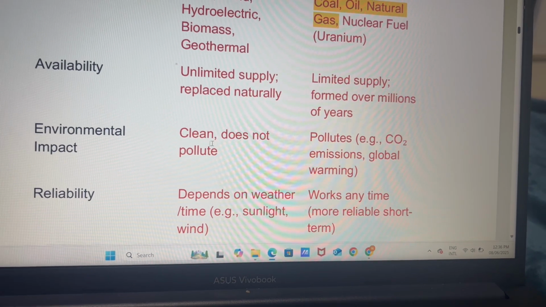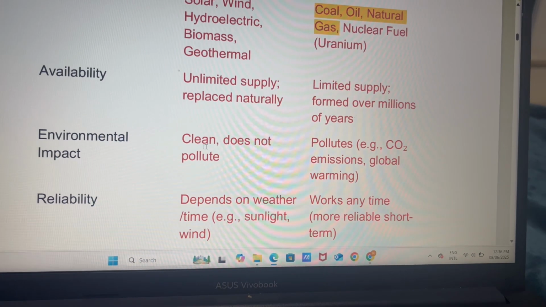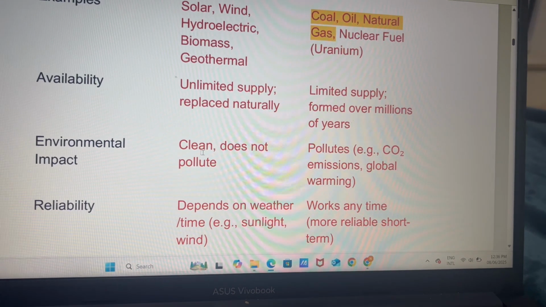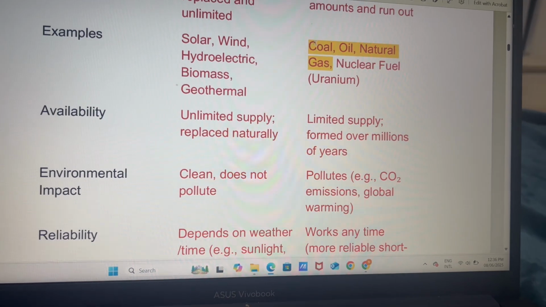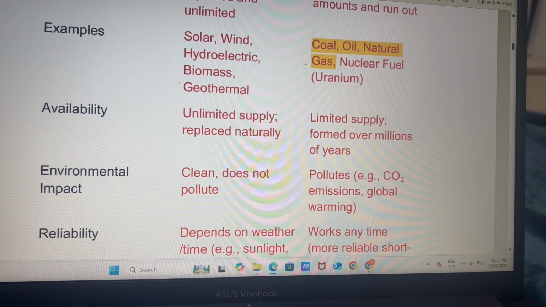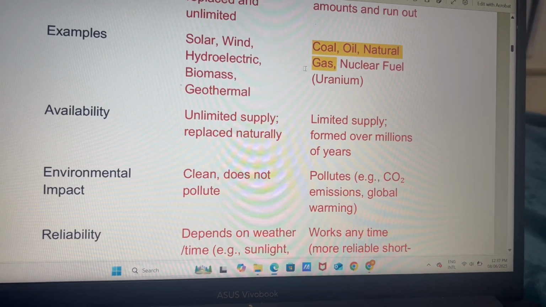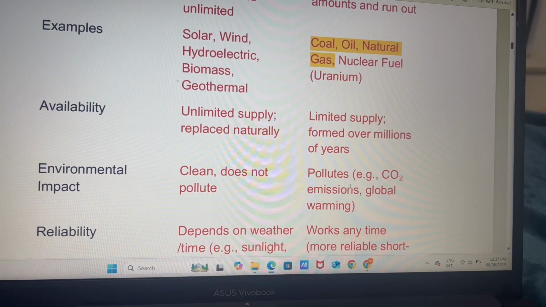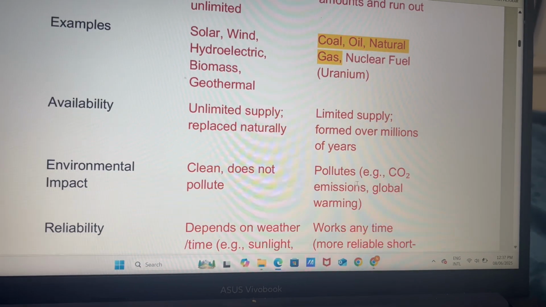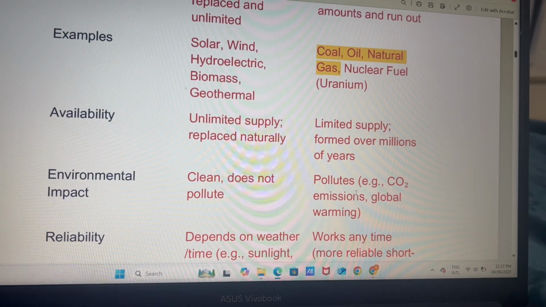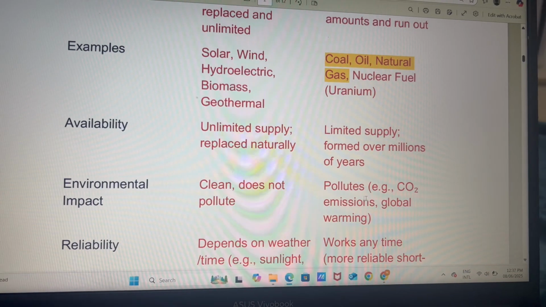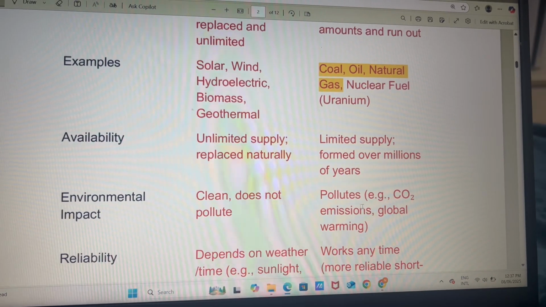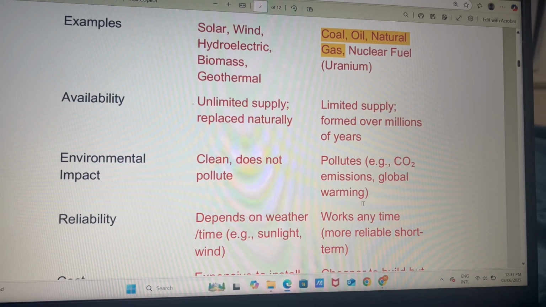For the renewable ones, they are clean. They don't cause any pollution. For the non-renewable ones, imagine you're burning coal, oil, natural gas, nuclear fuel. All of them are pollutants. They pollute the environment, the air mainly. They harm living things. They are not environmentally friendly at all.